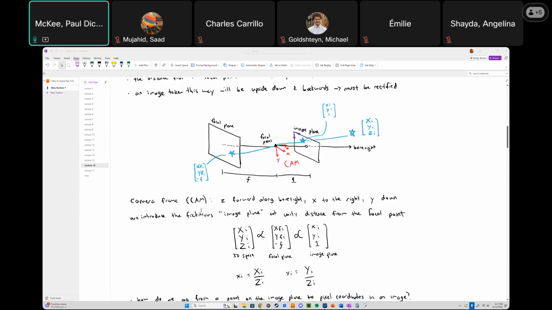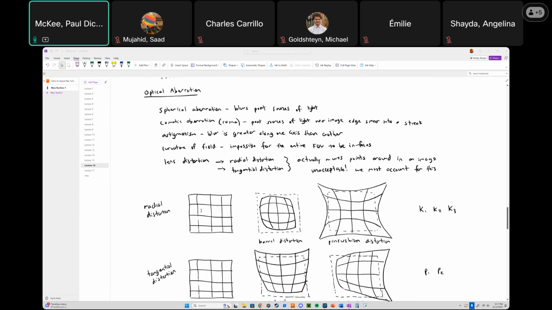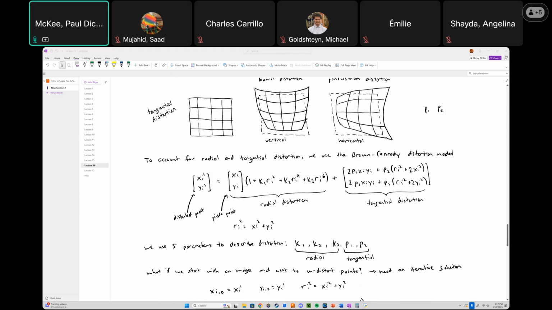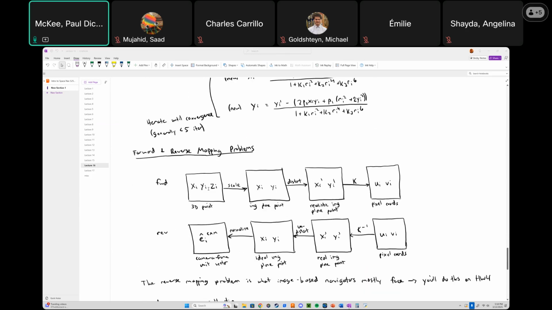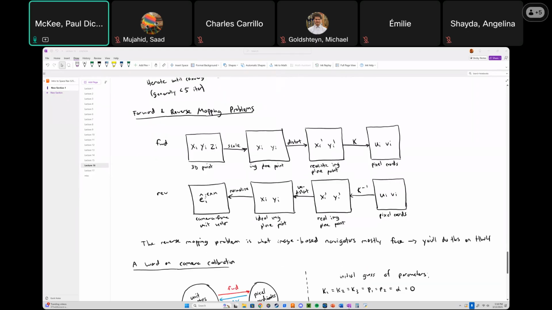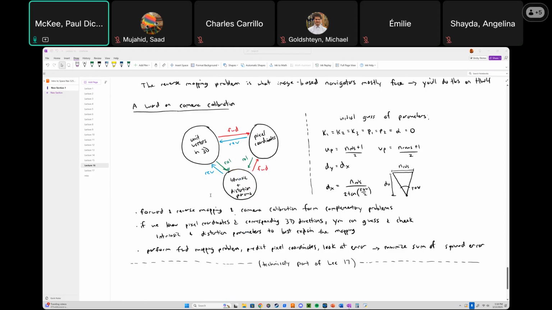We use the pinhole camera model, and we use the Brown-Conrady distortion model. We start with a point in pixels, so you've got a star at 20, 30 in pixel space. We undistort that, we use the intrinsic matrix, and we ultimately get a unit vector in the camera frame. And I also touched very briefly on camera calibration.